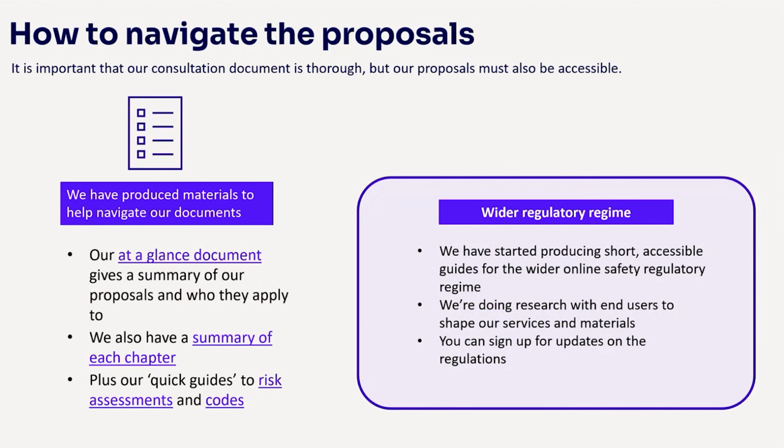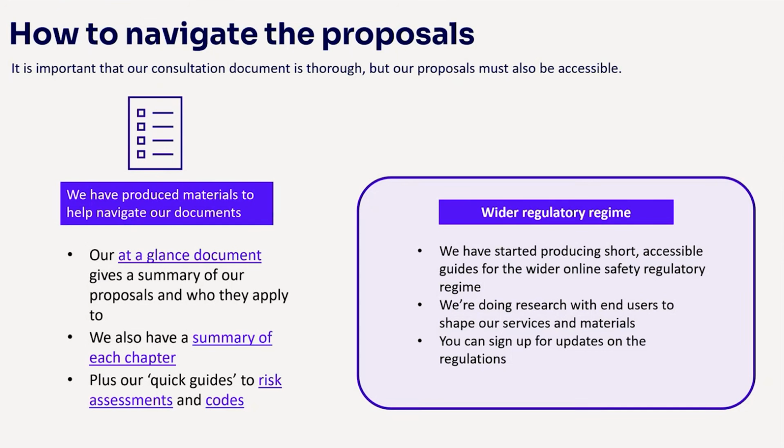Thanks. So in terms of how to navigate the proposals in the document, as I've mentioned already, it's really important that our document is thorough and contains details on all our proposals, but it must also be accessible to the full range of our stakeholders. So we've produced some summary materials to help stakeholders navigate our document, as Adam mentioned. You can see there, we've got an at-a-glance document, which gives a summary of the proposals and who they apply to. We've also got a summary of each chapter, which is slightly longer. And then we've also got our quick guide to the risk assessments and codes. All these links will be sent to you in the follow-up email after this event, so don't worry about that.